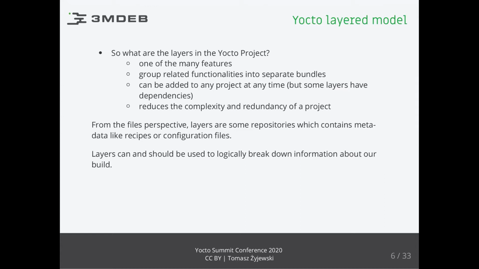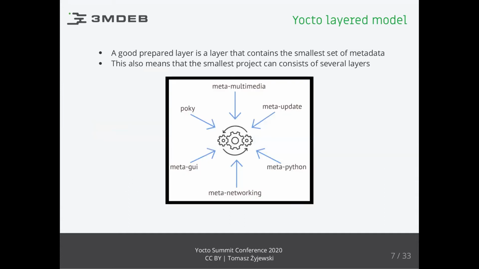So the main idea to follow when creating layers should be that the layer structure is as modular as possible. As already mentioned, a properly prepared layer should contain the smallest set of metadata so that it can be used as freely as possible in several projects. So this means that even the simplest projects can consist of several layers, 6, 7, 8, where, as we know, each of these layers is a separate repository that is still being developed, which means that we need a specific version of this repo, and we also sometimes want to slightly modify this repo to our needs.